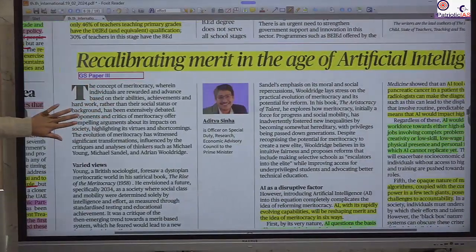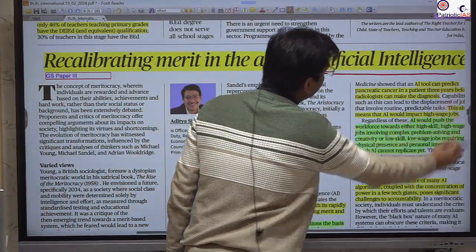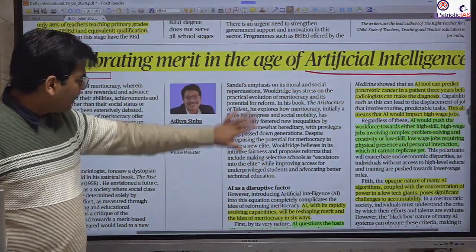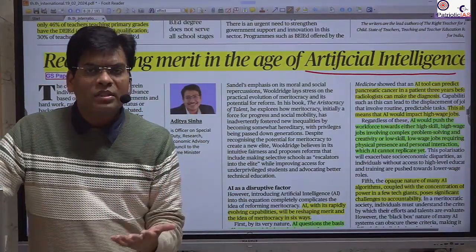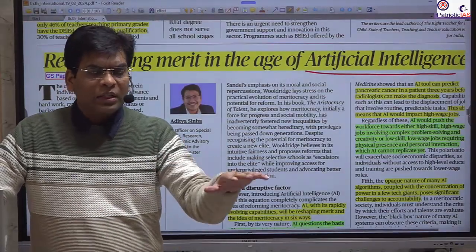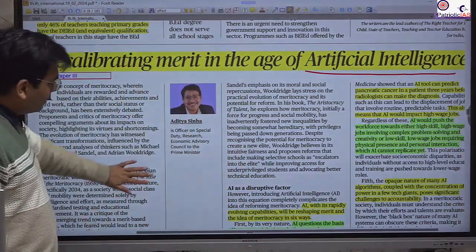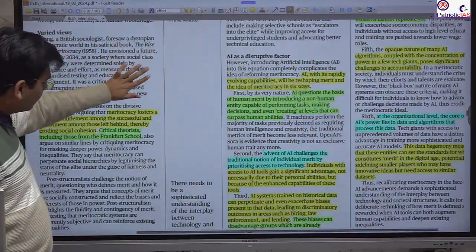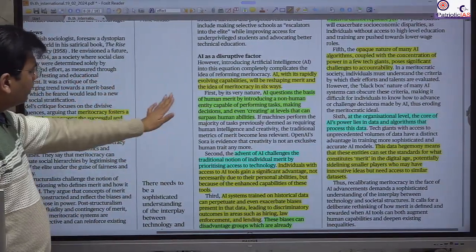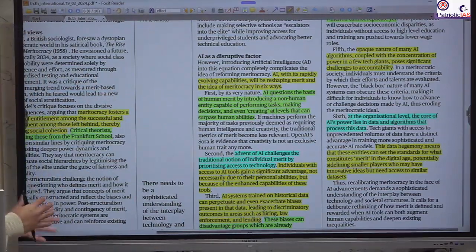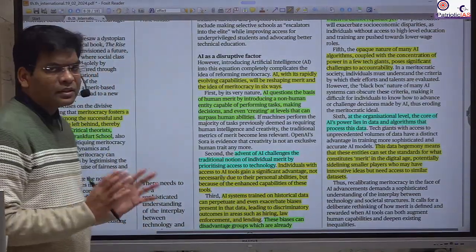Here, this article is talking about recalibrating merit in the age of artificial intelligence. It is discussing whether the traditional form of merit, like scholarship in different areas, built on command of knowledge and information, will change under information technology. It has mentioned that yes, certainly it is going to change, because it has given six basic points, under which there are new dynamics with respect to meritocracy.